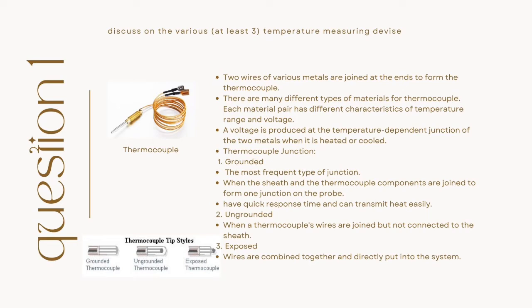Thermocouple junctions. First, grounded, the most frequent type of junction. The sheath and the thermocouple components are joined to form one junction on the probe, which has a quick response time and can transmit heat easily. Second, ungrounded, when the thermocouple wires are joined but not connected to the sheath. Third, exposed. Wires are combined together and directly put into the system.